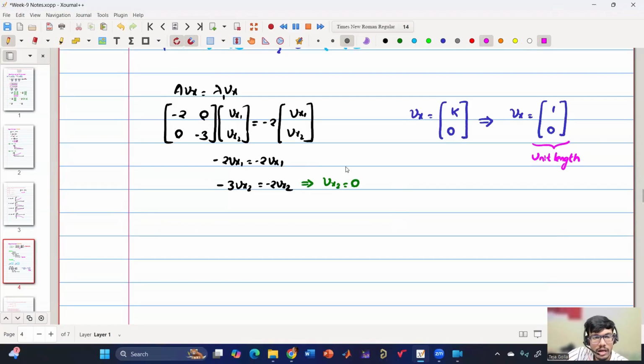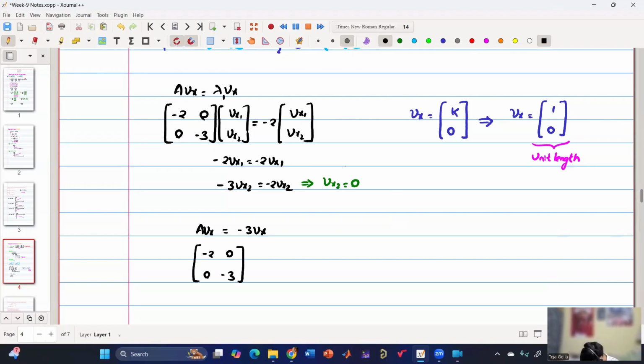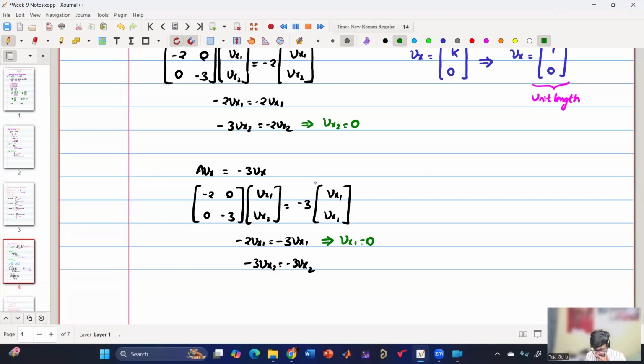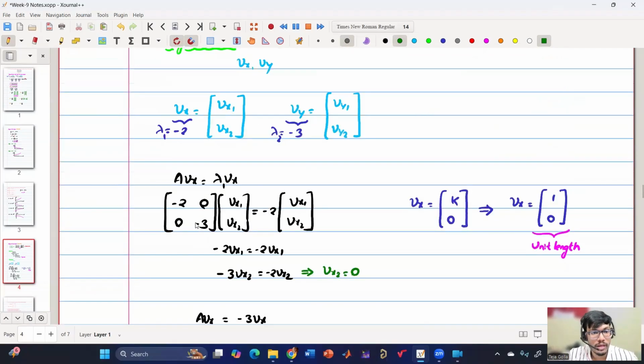Similarly, if I do it for the other lambda, then I can do A into Vx equal to -3 into Vx. So we'll have -2, 0, 0, and -3, multiplied by Vx1 and Vx2, equal to -3 into Vx1 and Vx2. So we have -2Vx1 equal to -3Vx1, and -3Vx2 equal to -3Vx2. So from the first equation, we can get Vx1 equal to 0. Sorry, this should be Vy, my bad.